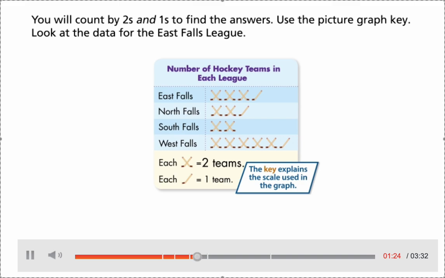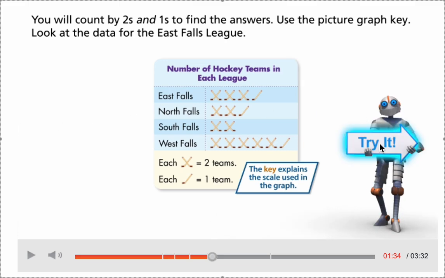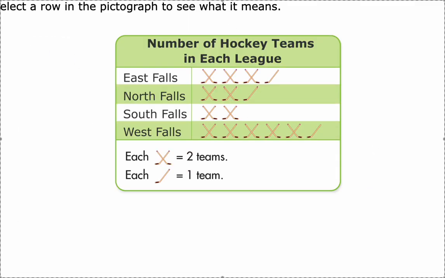You will count by twos and ones to find the answers. Use the picture graph key. Look at the data for the East Falls League. Select a row in the pictograph to see what it means.